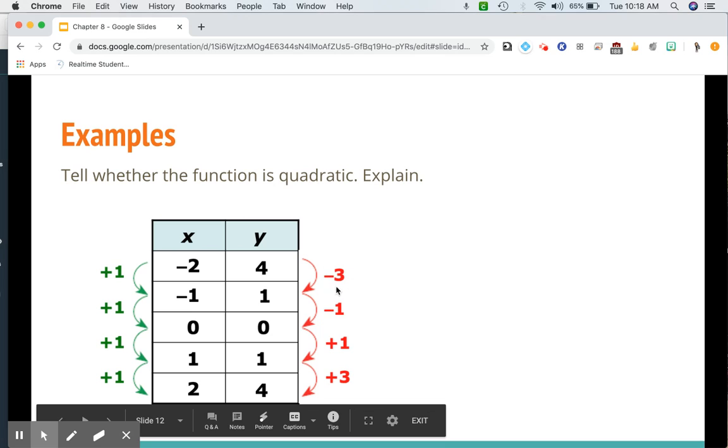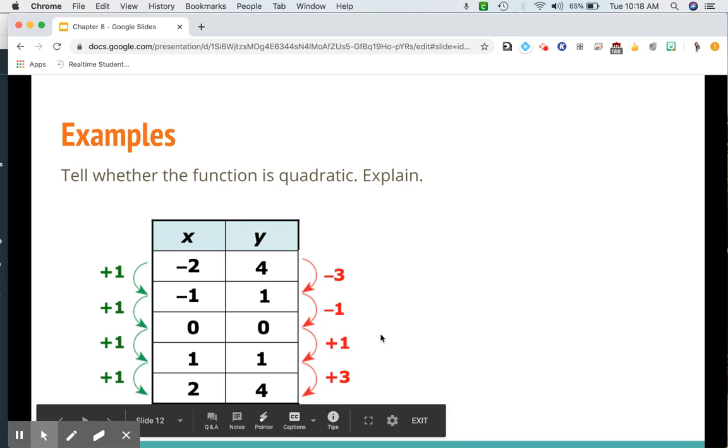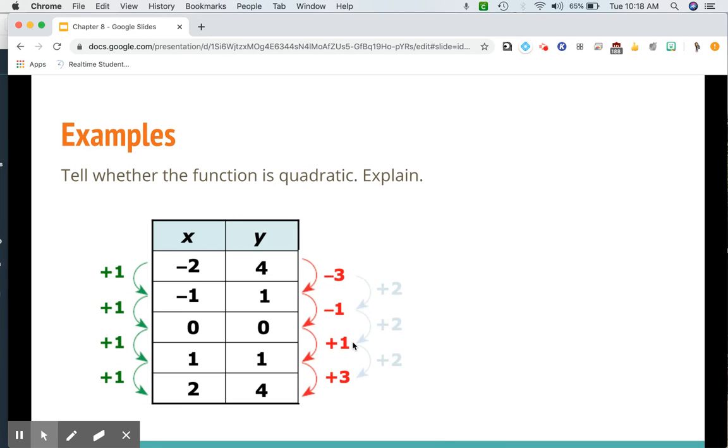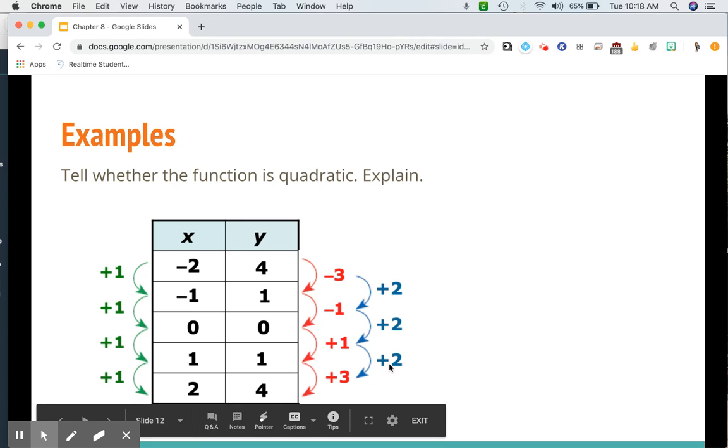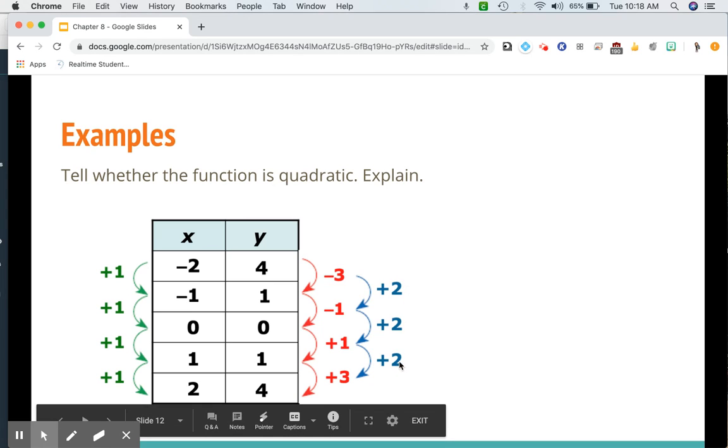So how do you get from -3 to -1? You're going to add 2. How do you get from -1 to +1? You're going to add 2 again. And how do you get from 1 to 3? You're going to add 2. So you have that constant second difference of adding 2 each time.